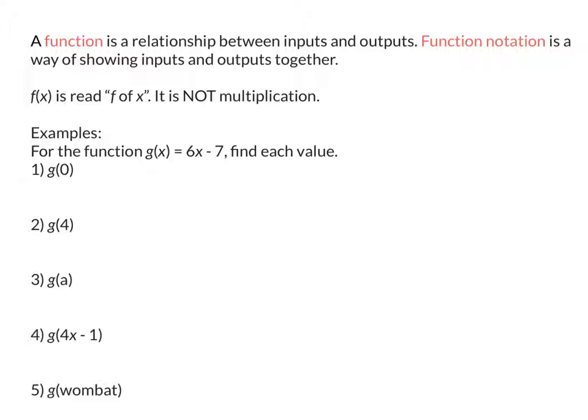Hello. In this lesson, we're going to be talking about functional notation. As a reminder, a function is a relationship between inputs and outputs. What functional notation will do for us is show us both what our input is and our output is at the same time. So we have this thing right here, and it's read as f of x.